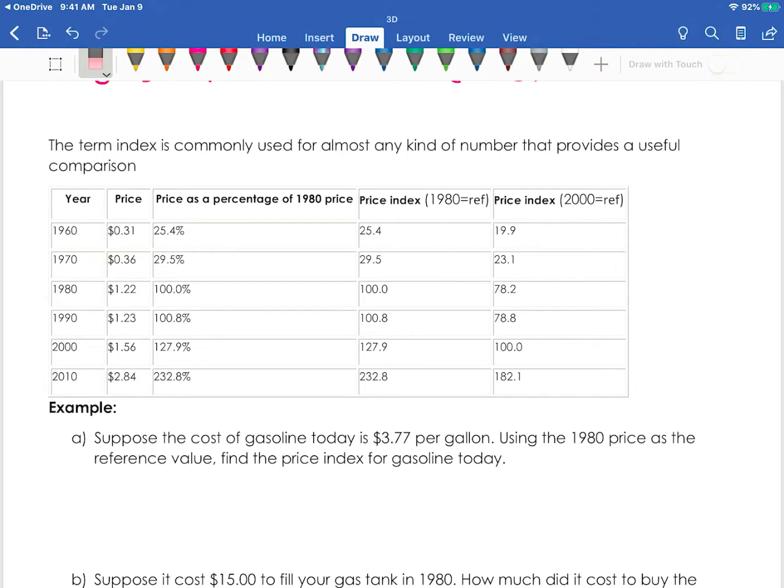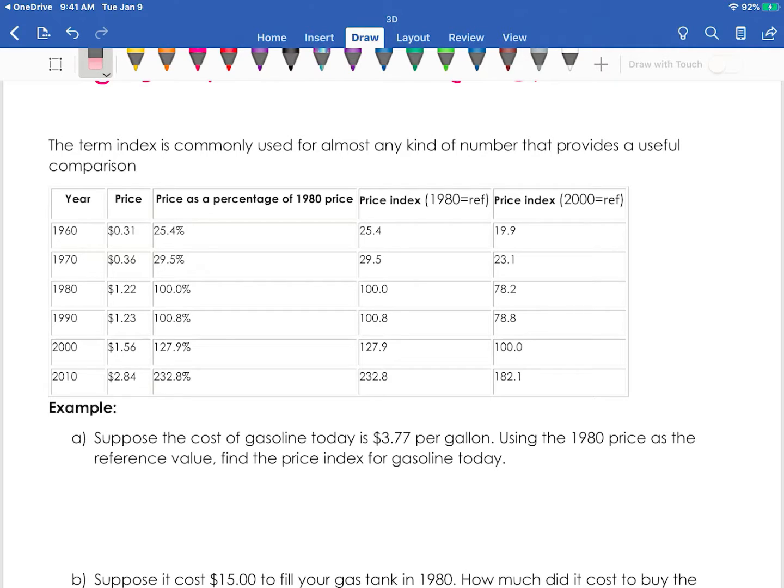In example A, suppose the cost of gasoline today is $3.77 per gallon. Using the 1980 price as the reference value, find the price index for gasoline today. By finding the price index for today using 1980 as our comparison, you're basically trying to find the percentage of the 1980 price of what that is today.